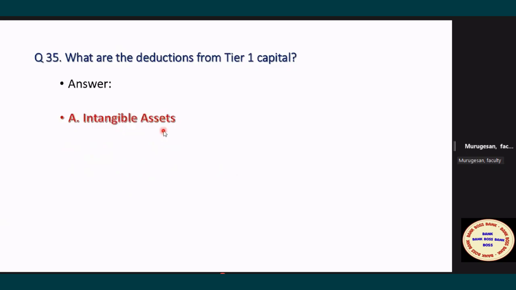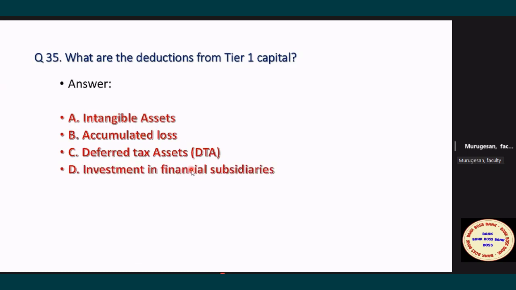Intangible assets are always a namesake you are creating, with no realizable value. Goodwill, this R&D, at the time of liquidation, will not fetch you any value. So right now you recognize it, and you just knock it off. Basel III notes, accumulated loss, knock it off. That is reduced from the capital. Deferred tax assets, the DTA, you also knock off from the tier 1 capital, because it is just an adjustment entry.